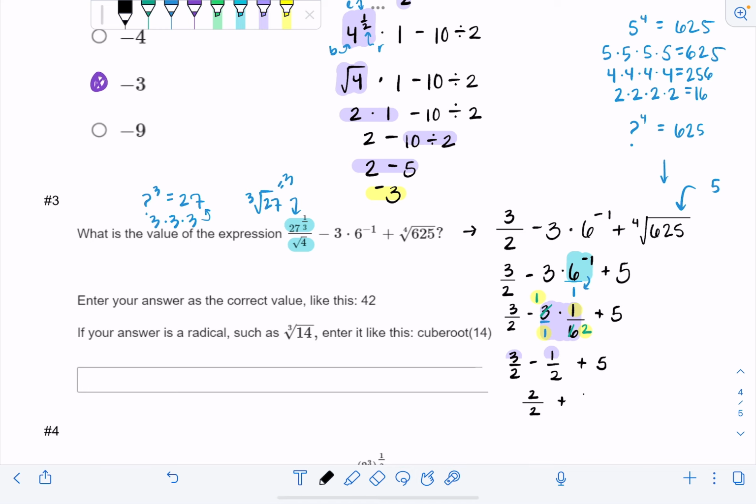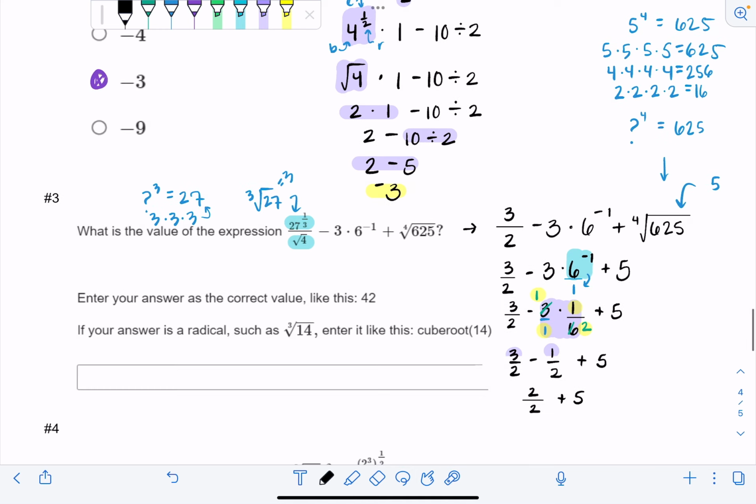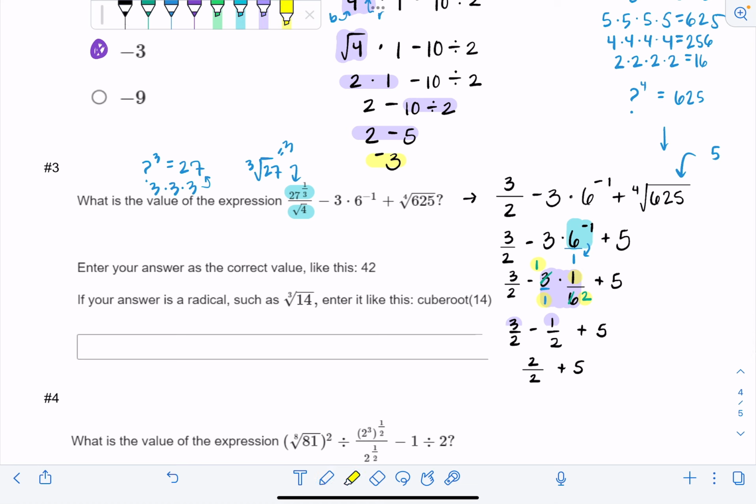And then now the 2 over 2 incorporates something that we need to go back and reduce. So 2 over 2 is just 1 plus 5. And then now we can finally add the last two. 1 plus 5 would give us 6. So the final answer for number 3 should be 6.